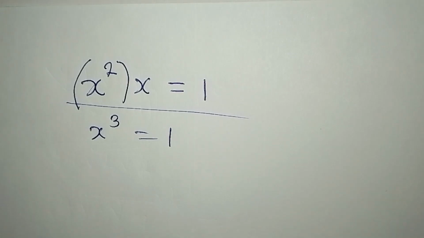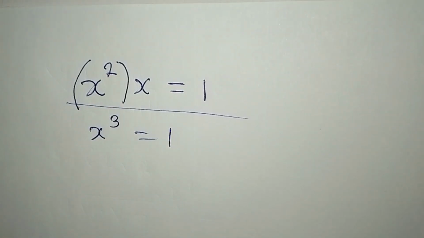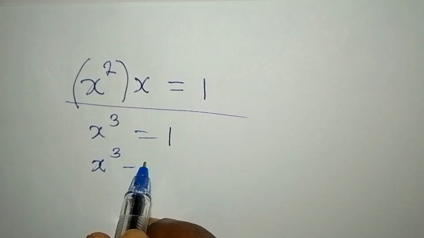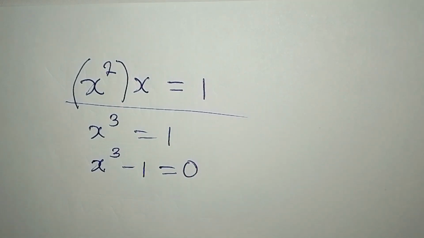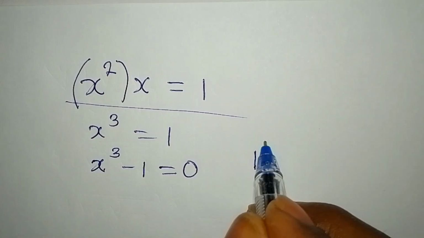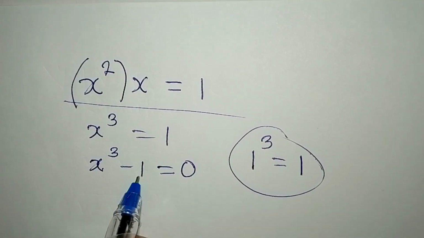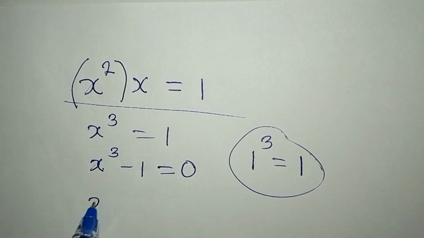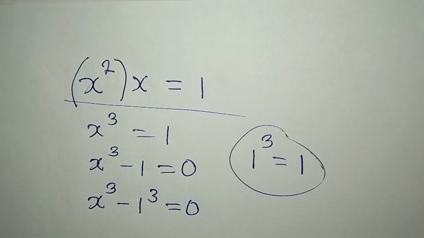And since we are looking for the complete solution, it means that we are expected to have 3 solutions from this problem. So how then do we have the 3 solutions? What we'll do is to take this to the left. So we have x to the power of 3 minus 1 equals 0. Now, do not forget that 1 to the power of 3 is still the same thing as 1. So in place of 1 here, we're writing 1 to the power of 3 so that this can be in the same form. x to the power of 3 minus 1 to the power of 3 is equal to 0.